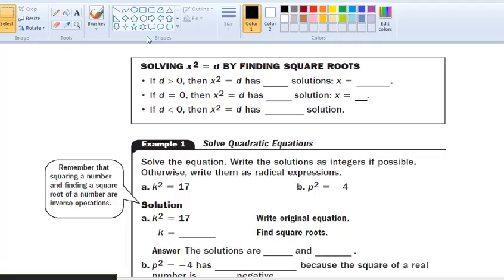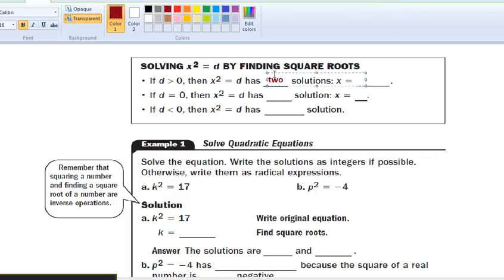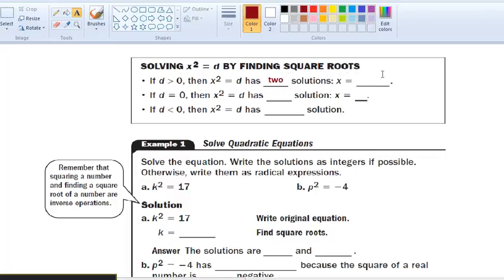This alludes a little bit back to what we were talking about in the previous section 9.1. If d is bigger than 0, so if x squared equals d, think about 4 squared equals 16, something like that. If d is greater than 0, here's what we know: this equation has two solutions. We talked a little bit about this in the last chapter, and we write it like this: plus or minus the square root of d.